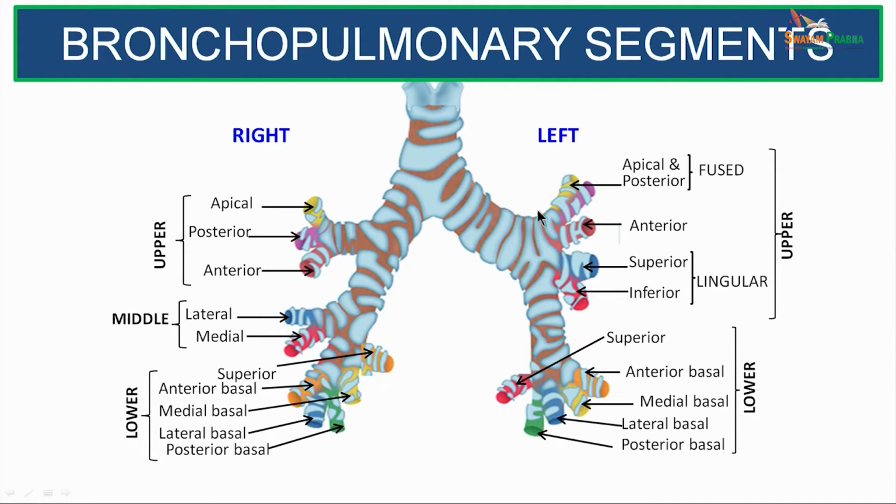Now, looking at the left lobe, we can see that there may be 8 to 9. Here the upper lobe has got apical and posterior fused together into a single one and an anterior. There are also superior and inferior lingular branches. All these 4 together are located within the upper lobe, and the lower lobe has got superior, anterior basal, lateral basal, posterior basal. Medial basal may not be present very many times.